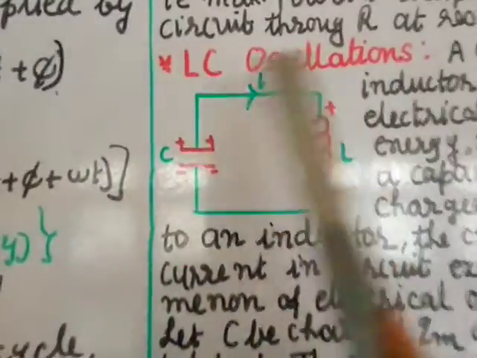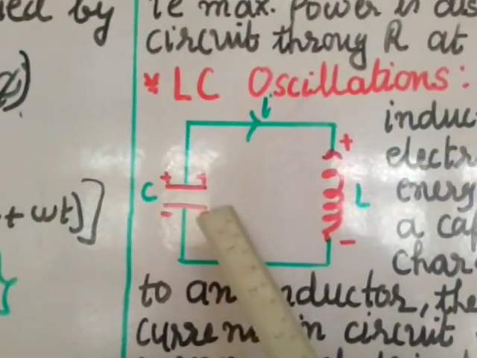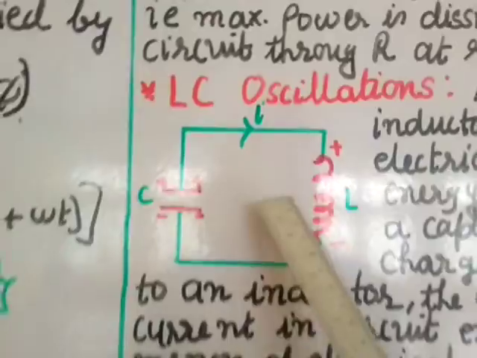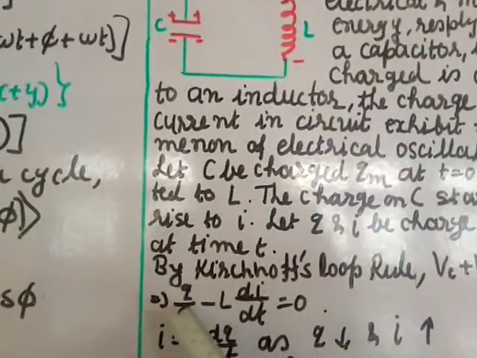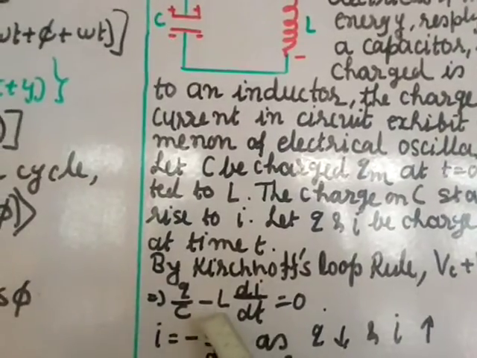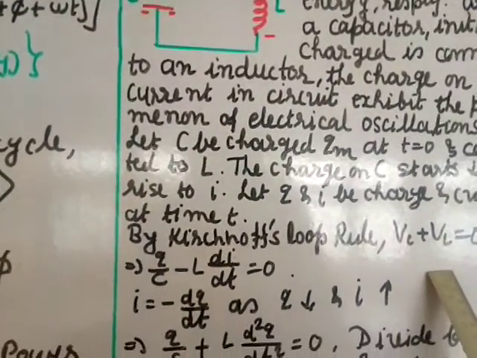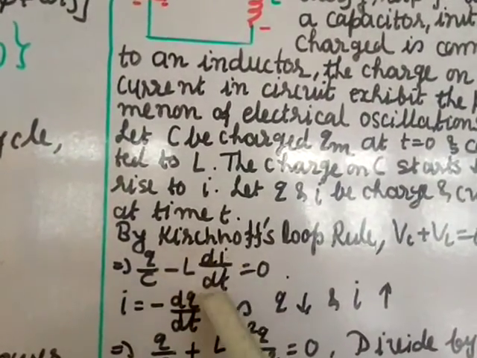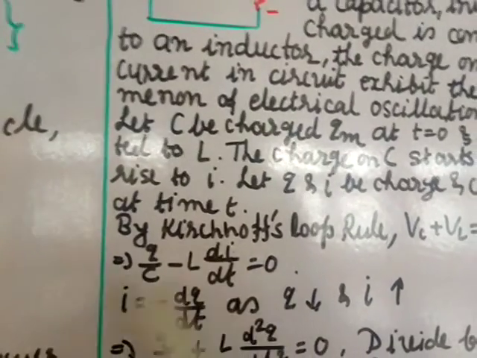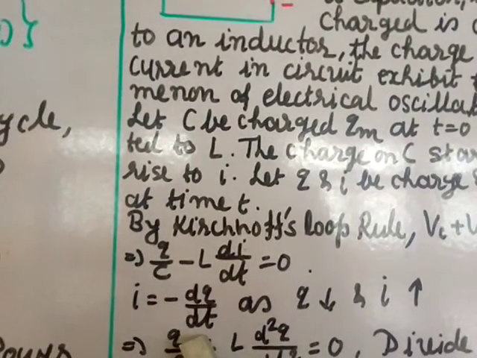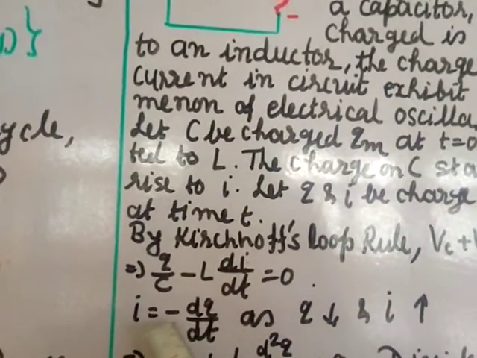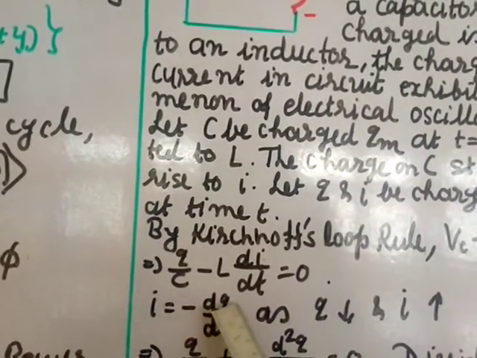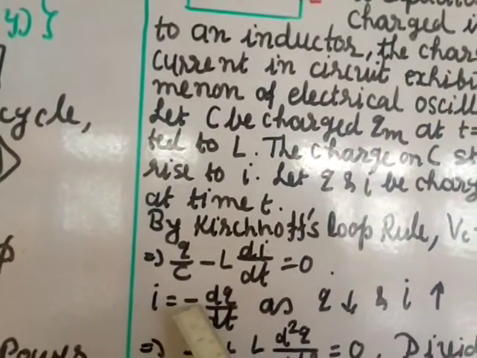By Kirchhoff's loop rule, if the voltage drop here is VC and here is VL, then VC plus VL equals 0. VC will be given by Q by C and VL will be minus L di by dt by Faraday's law of induction. So Q by C minus L di by dt equals 0. Now this current I is equal to minus dq by dt. Why? Because charge is decreasing and current is increasing. So I is equal to minus dq by dt.